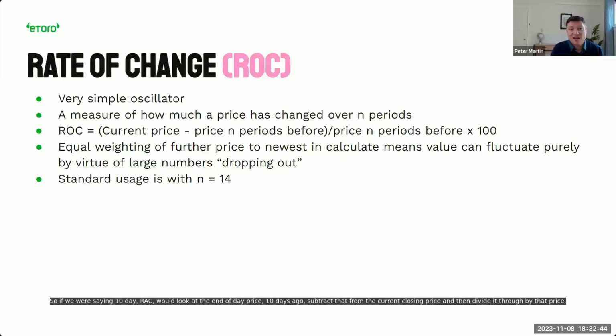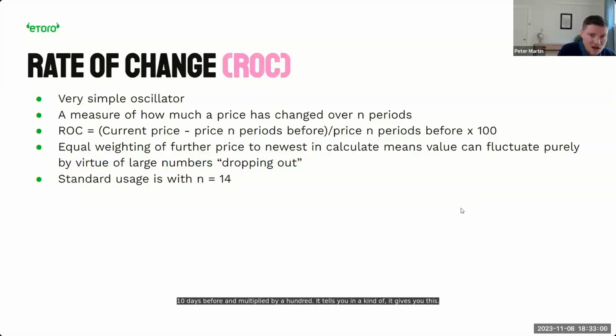So if we were saying the 10-day ROC, it would look at the end of day price 10 days ago, subtract that from the current closing price, and then divide it through by that price 10 days before and multiply it by 100. It gives you this number that tells you how much it's moved.